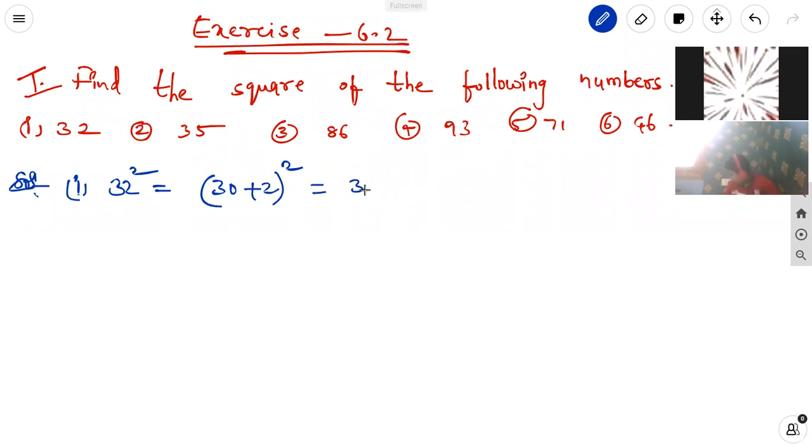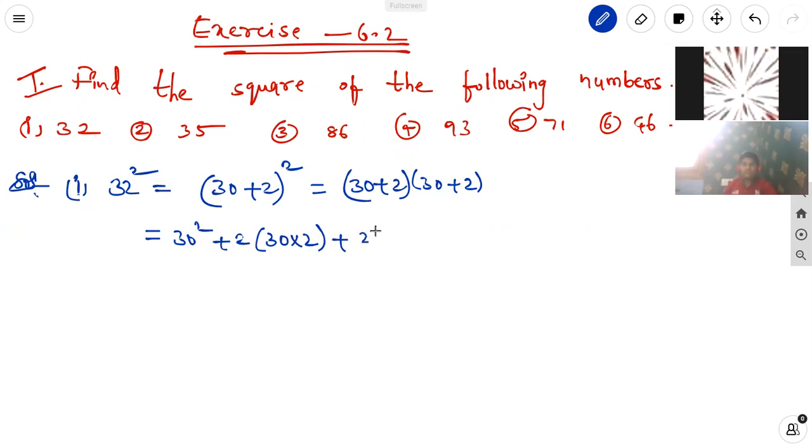It is equal to (30 plus 2) into (30 plus 2). This is equal to 30 squared plus 2 into 30 into 2 plus 2 squared. 30 squared is 900, plus 2 times 30 times 2 is 120, plus 2 twos are 4. It is equal to 1024. The second one, 35 squared.